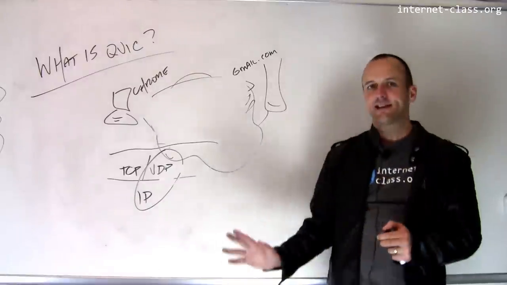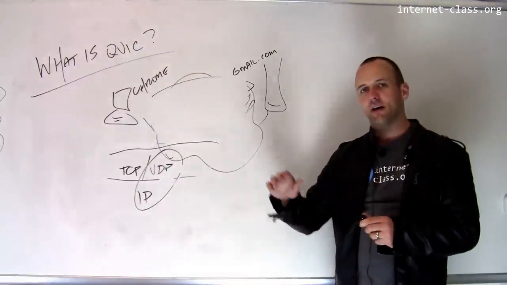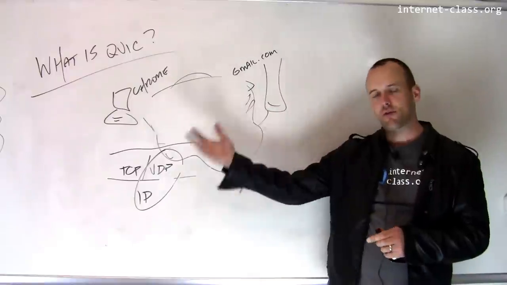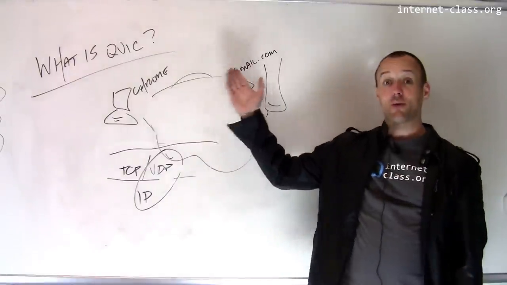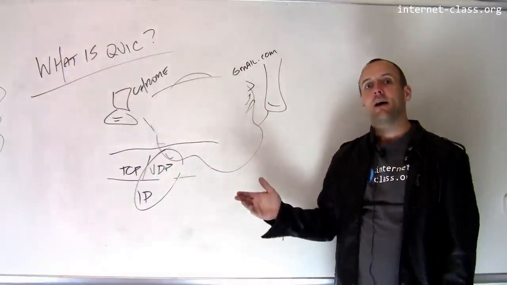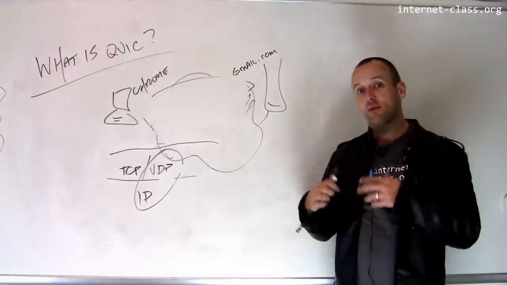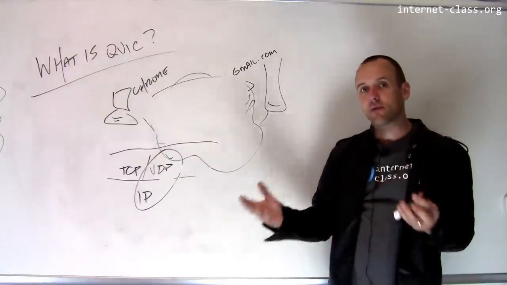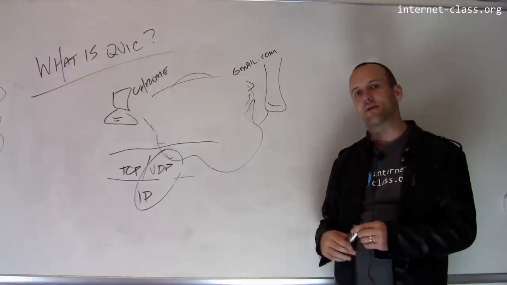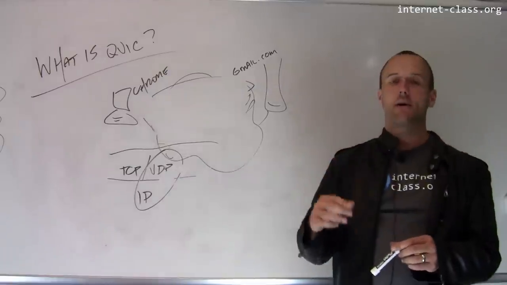So it's an exciting time to be in transport protocols. If you're using Gmail and you use Chrome or if you use Drive, you're already using QUIC internally. It's already happening. And this is one of the ways that Google is exploring new ways to deliver content reliably and quickly across the internet.